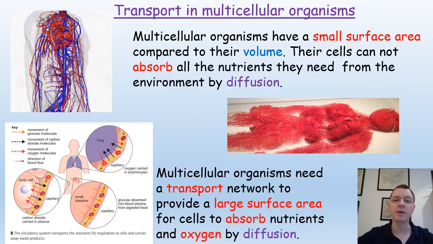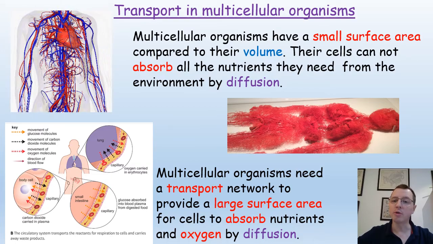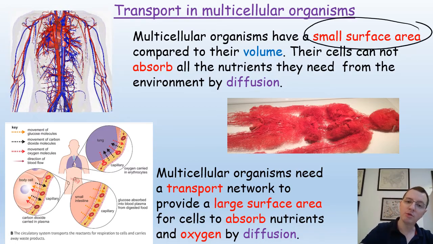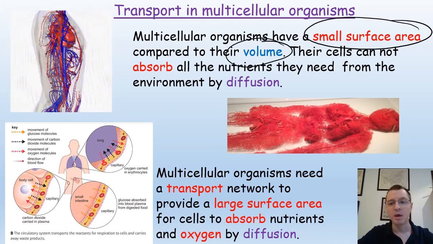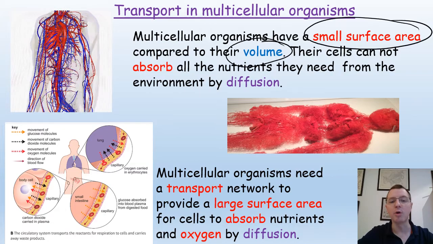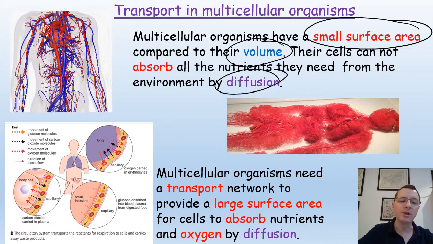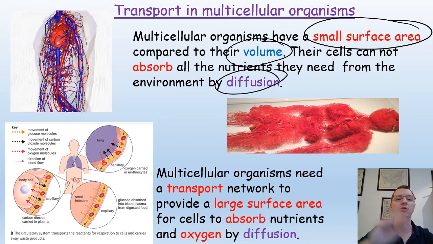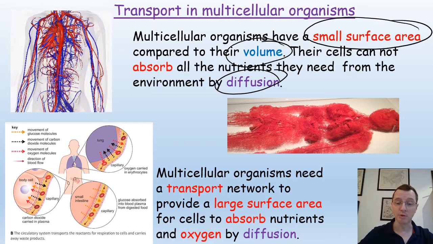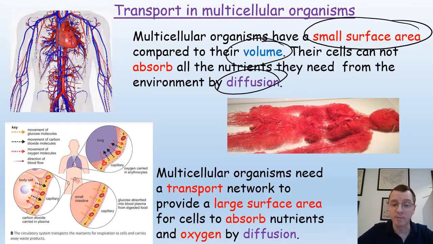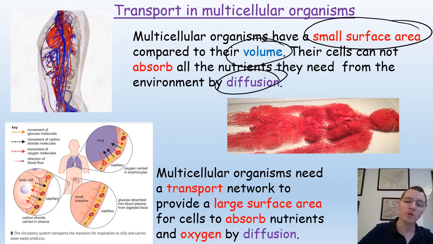However, if we're looking at transport in multicellular organisms, well, a multicellular organism will have a very small surface area compared to an incredibly large volume. So their cells cannot absorb all the nutrients they need from the environment by diffusion. The distance is just too great for oxygen to diffuse from the outside of your body, say into the middle of your brain or into the middle of your digestive system. It's too far. So multicellular organisms will need a transport network.